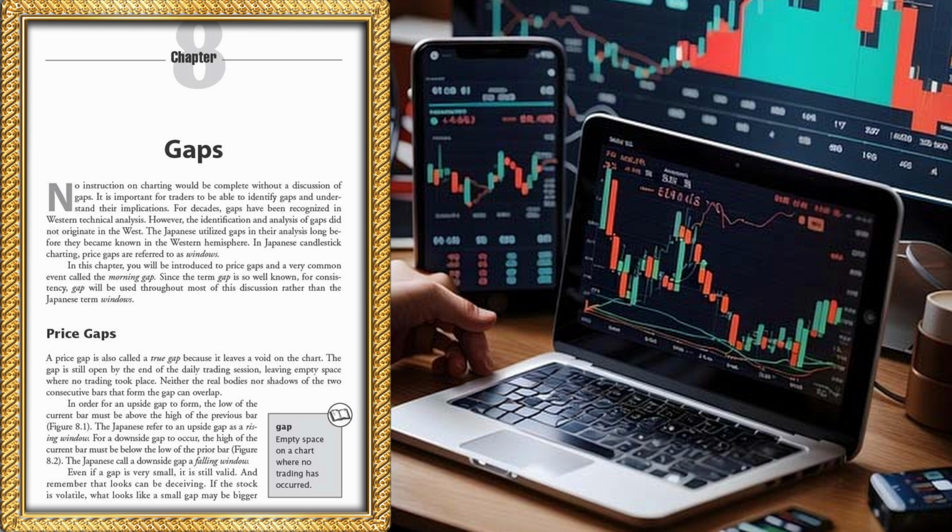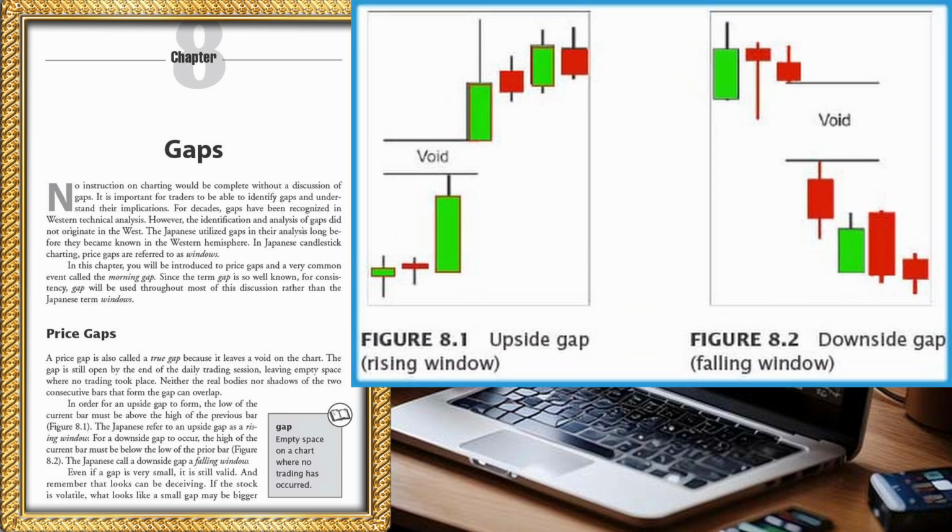The gap is still open by the end of the daily trading session, leaving empty space where no trading took place. Neither the real bodies nor shadows of the two consecutive bars that form the gap can overlap. In order for an upside gap to form, the low of the current bar must be above the high of the previous bar. Figure 8.1. The Japanese refer to an upside gap as a rising window. For a downside gap to occur, the high of the current bar must be below the low of the prior bar. Figure 8.2. The Japanese call a downside gap a falling window.